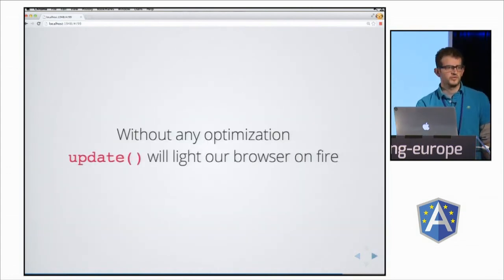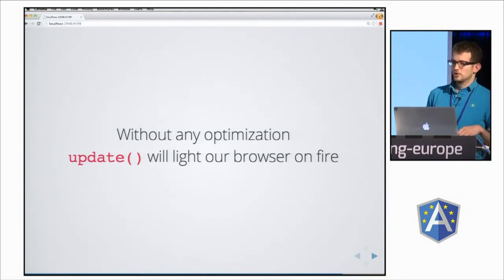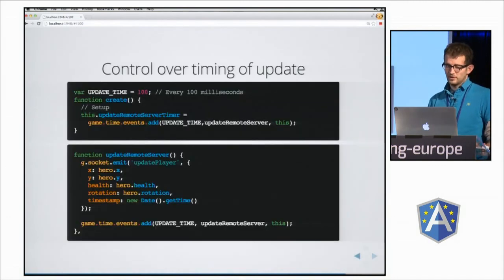Basically, without any optimization, you'll just be firing off socket events. And socket IO is not really that fast. So wear fireproof gloves when you're coding, because your computer might light on fire. So rather than doing it like that, we would probably want to control the update timing ourselves. And we can do that using Phaser's game.time.events.add function.